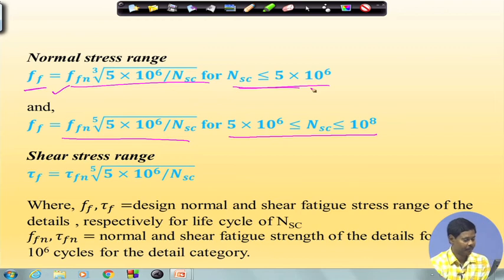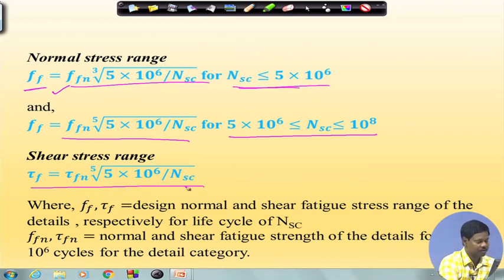And the shear stress range can be found from this formula, that is tau f is equal to tau f n times the 5th root of (5 into 10 to the 6 by NSC), where tau f is the shear fatigue stress range. Okay. So, this is what we need to carry out for the fatigue check.